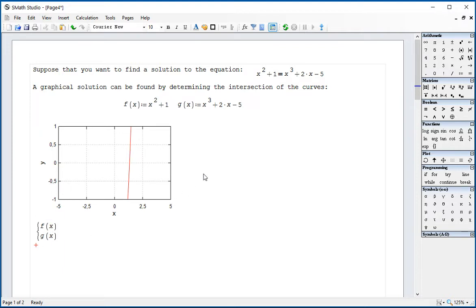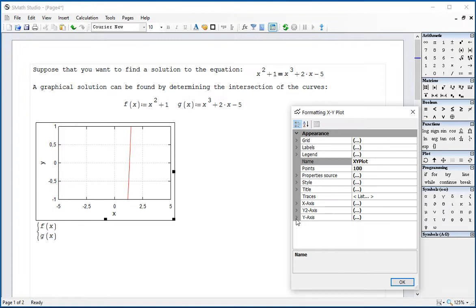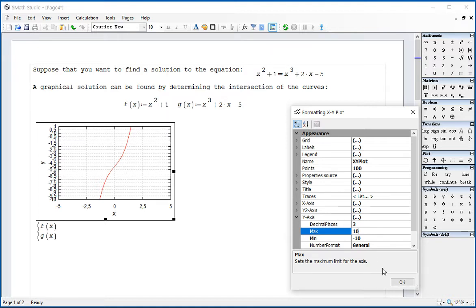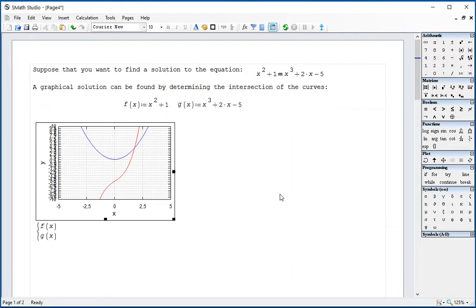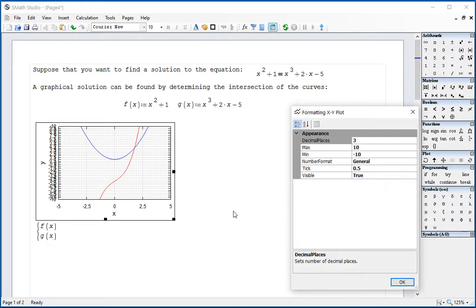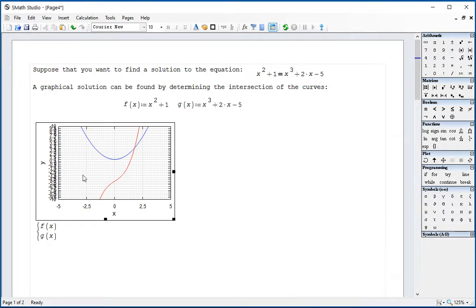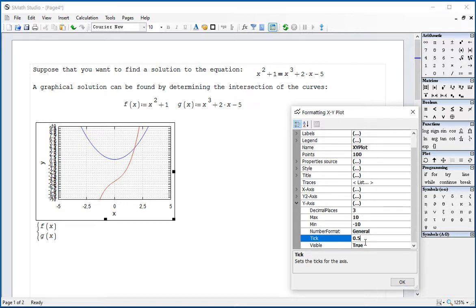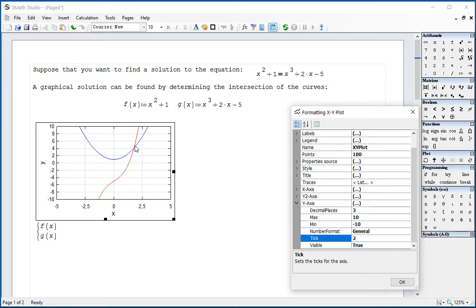It's not showing much information, so I'm going to modify my vertical axis. Double click on it, and for y, just to try something, I'm going to go from -10 to 10. I also get too crowded a grid here in the y direction, so I'm going to change this to increments of 2. Okay, that's better. And so I obviously see an intersection here between 0 and 2.5.